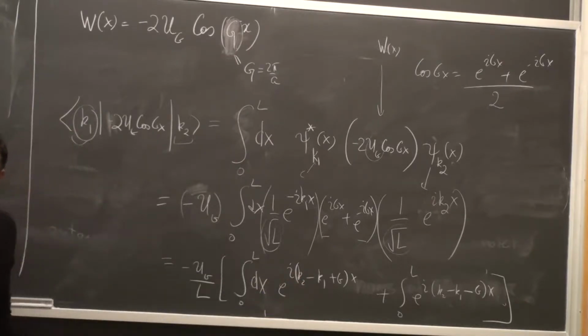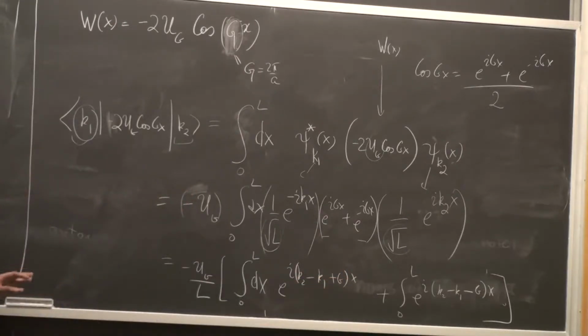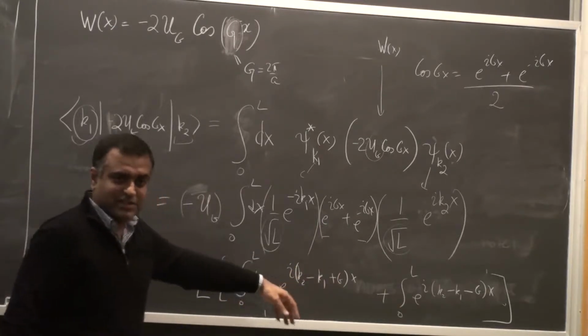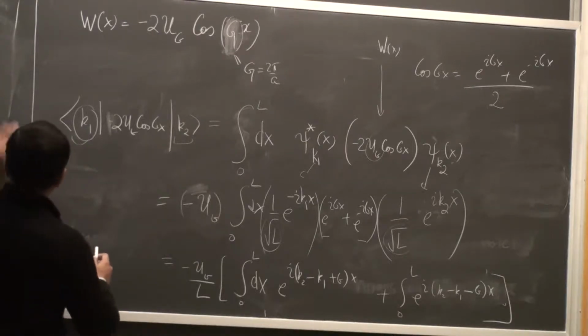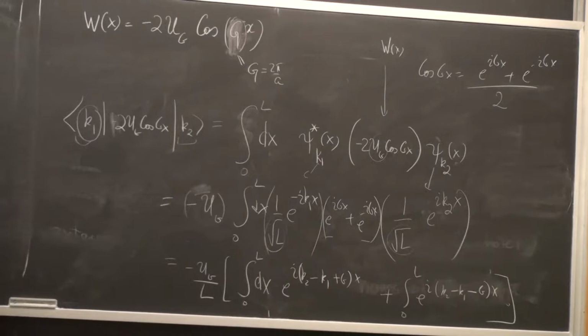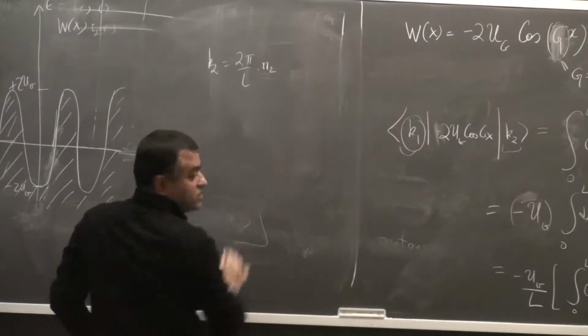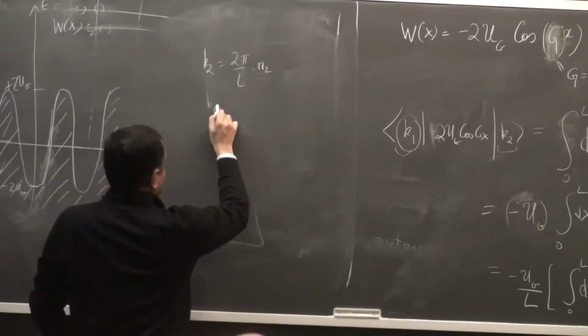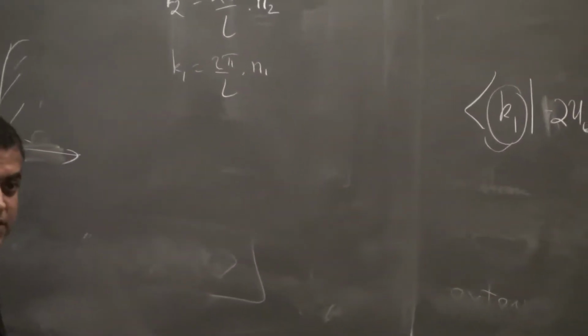What will that look like? e to the power I, k2 minus k1, and then there's a plus g. Forget about the second one, just this term. It's a simple integral, you can just evaluate the integral, right? But just to remember, the k2 and k1, what are those things here? k2 is 2 pi over L times some integer, maybe n2. 2 pi over L times an integer. k1 is 2 pi over L times n1. That's also an integer, right?